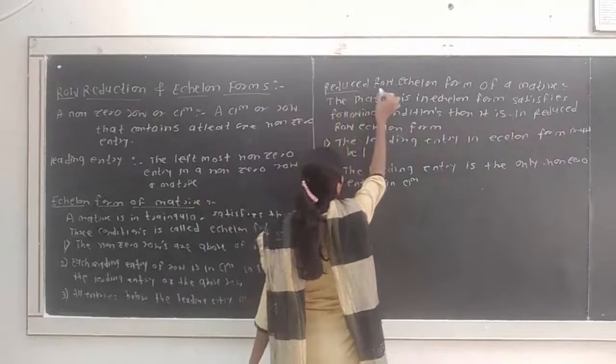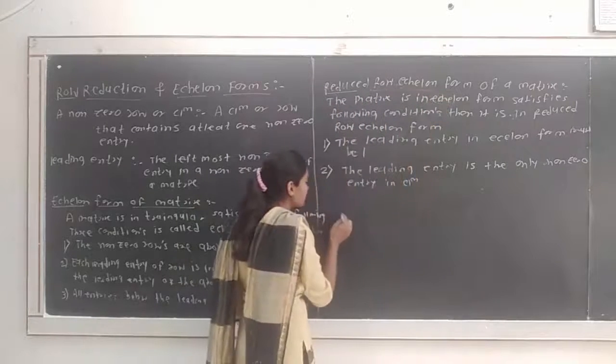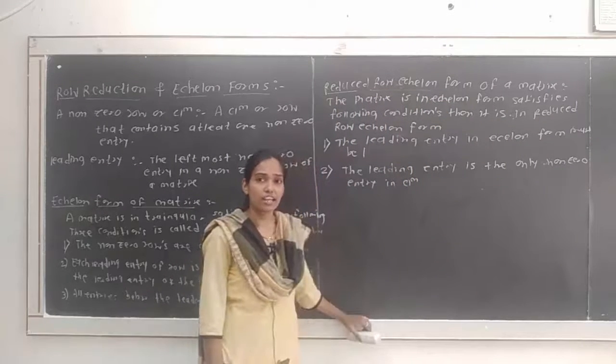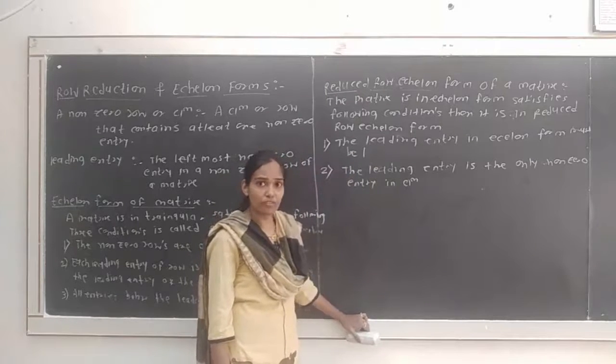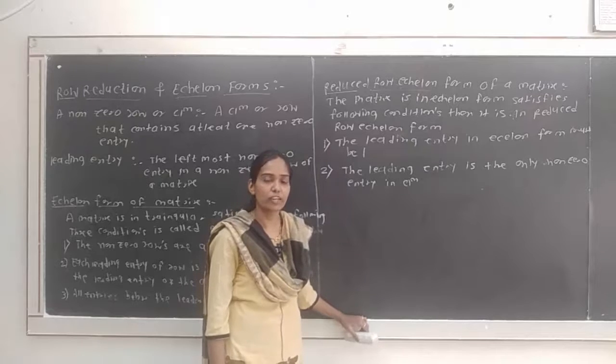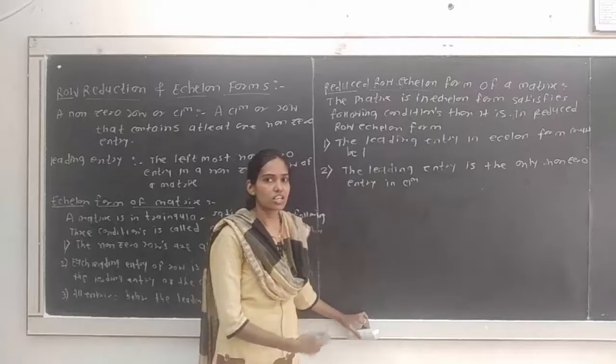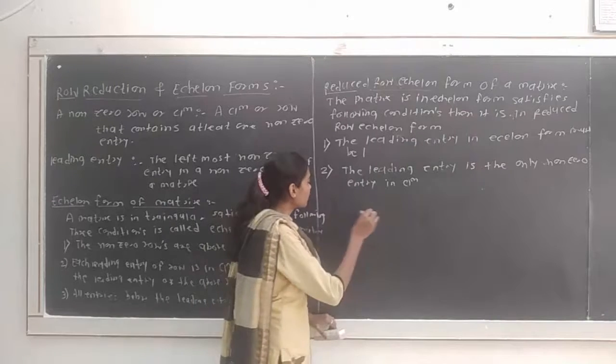Then here we write the example. If we consider any n cross n identity matrix, which is always in reduced row echelon form, that is, the identity matrix of any order n cross n is always in reduced row echelon form.